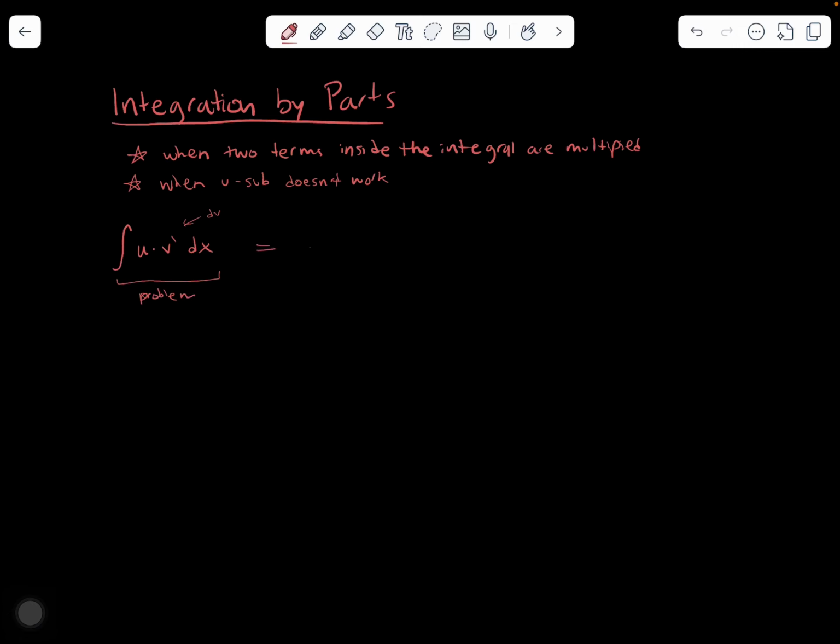The solution is going to be in the form u times v minus the integral of u prime, which is the same thing as du, times v dx. This is going to be your solution when using integration by parts. So the first thing we want to do before integrating is to find our u value.